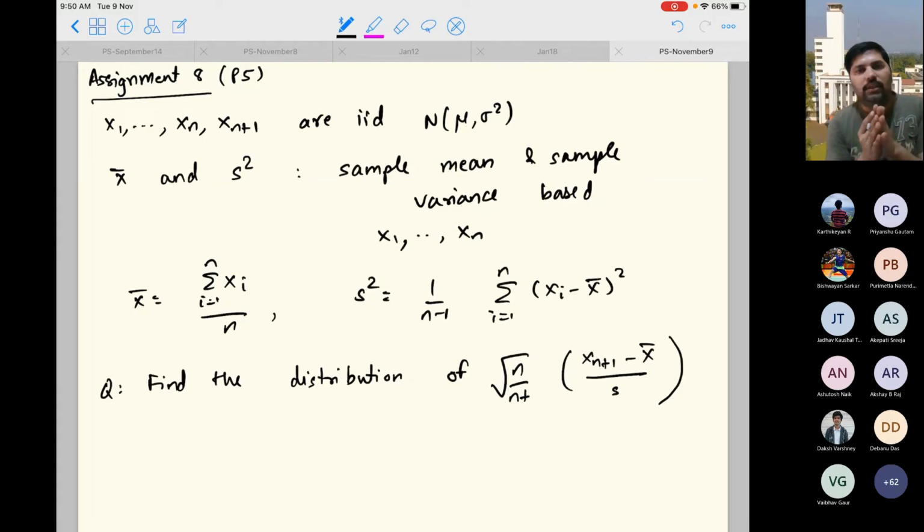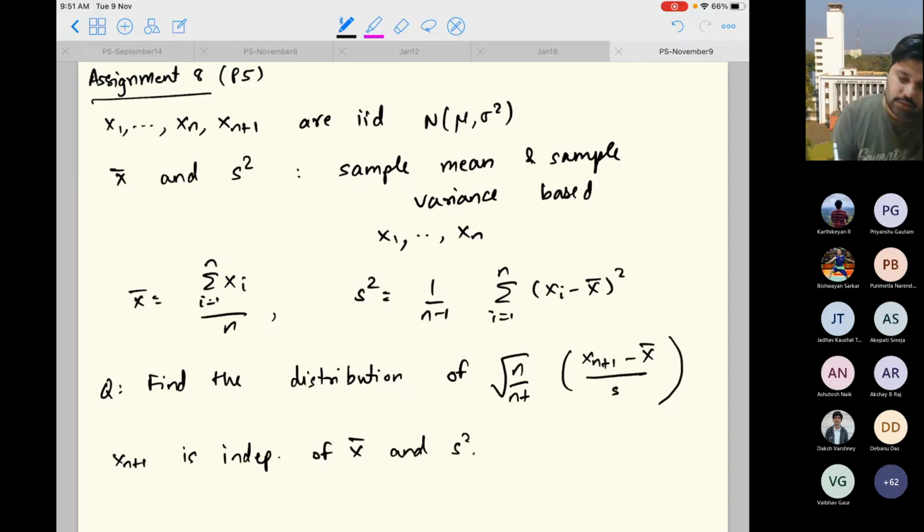This requires a little bit of practice. Looking at root of n by n plus 1 times (Xn plus 1 minus X bar) divided by S, note that Xn plus 1 is independent of all of X1 to Xn. So Xn plus 1 is independent of X bar and of S. That is the first observation you will make, because X bar and S squared depend only on X1 up to Xn, and we are given IIDs.